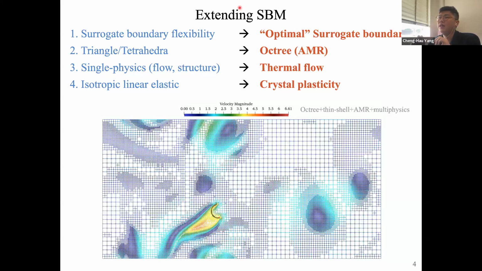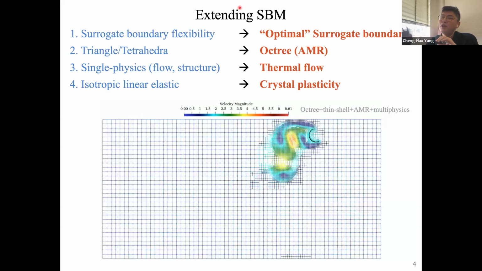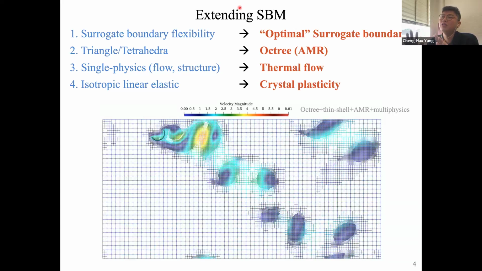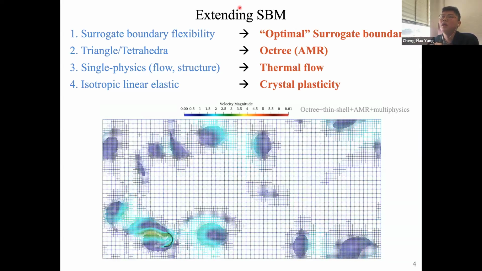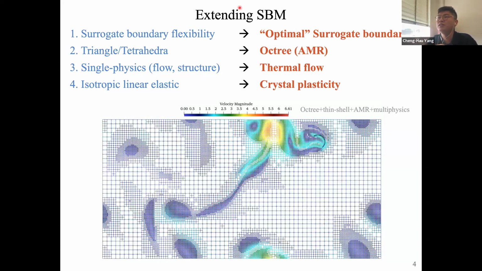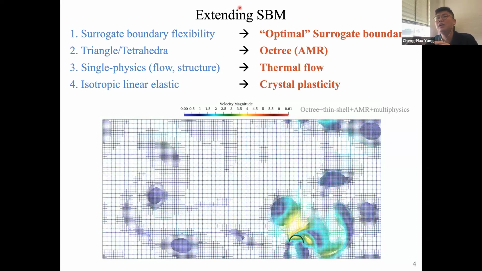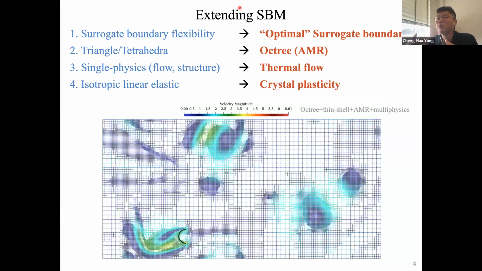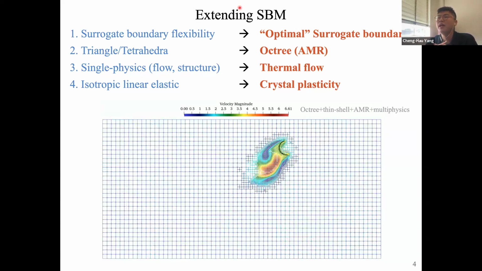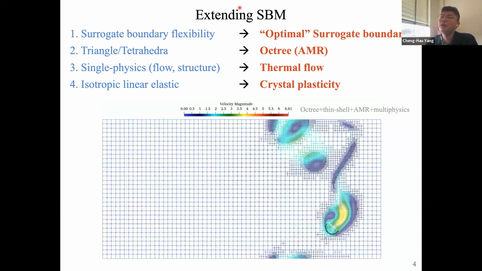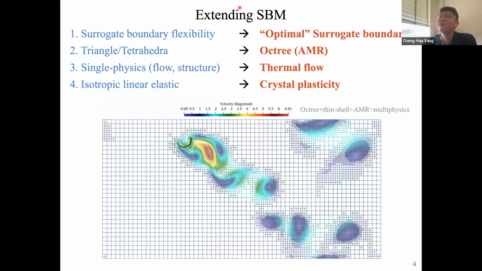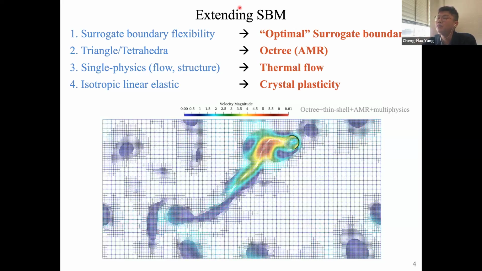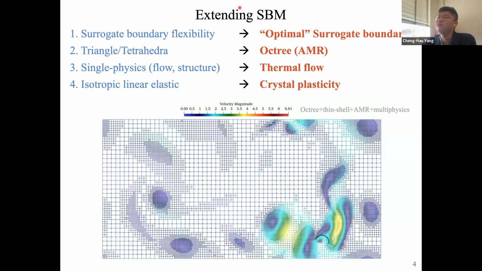The second point is that when Professor Kovaji and colleagues created the shifted boundary method, they applied it mostly to triangle or tetrahedral discretization. How about we apply the shifted boundary method to the octree mesh? Then we can apply local adaptive mesh refinement and local mesh refinement way more easily. And the third point is that the shifted boundary method mostly deals with single-phase problems, like the flow problem or the structure problem. How about we apply it to multi-phase problems, like the thermal flow problem?